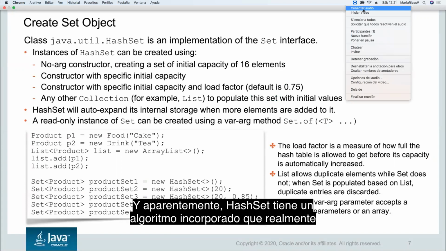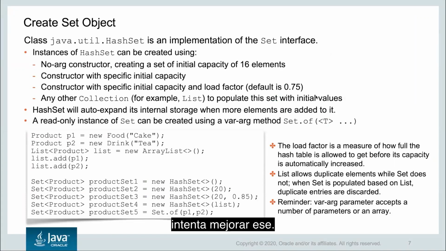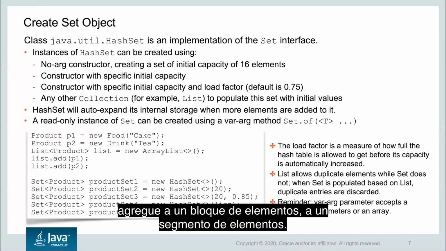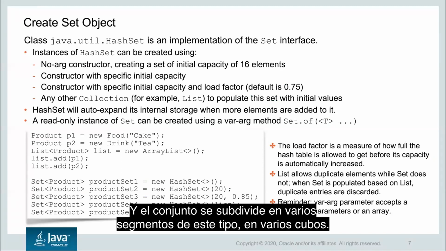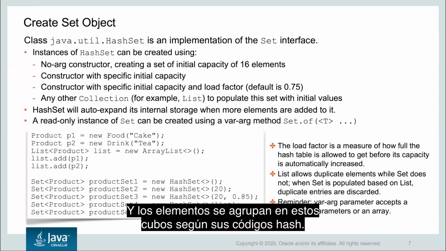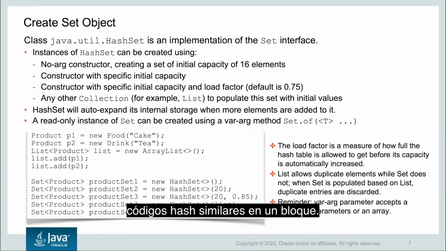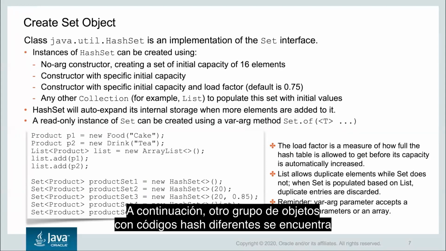And apparently hash set has a built-in algorithm which is trying to improve it. The algorithm is based on the idea that every element placed in the set is added to kind of a bucket, a segment of elements. The set is subdivided into multiple such segments, multiple buckets, and the elements are grouped into these buckets based on their hash codes. So all objects added to the set with certain similar hash codes are in one bucket, then another group of objects with different hash codes in a different bucket.